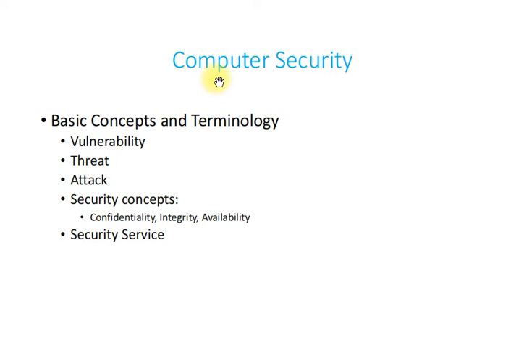Computer security basically is also known as cyber security, and of course we can define it to be just protection of computer systems and information from harm, theft, and of course unauthorized access. Okay, so computer security may deal with hardware and of course software. In this case, I believe we are going to focus more on the software aspect of computer security. Okay, so we're going to talk about a few related things: vulnerability, threat, attack, security concepts, and also the security service.